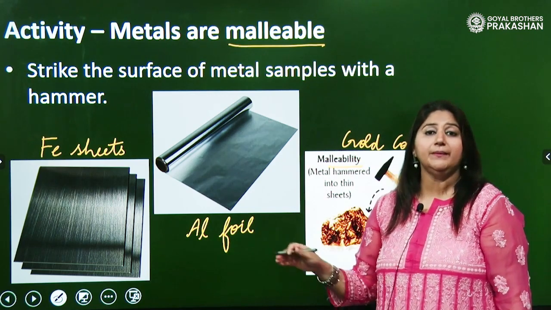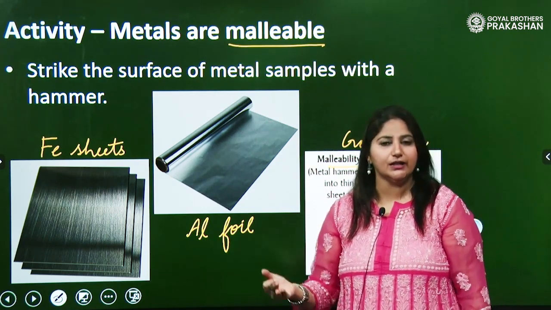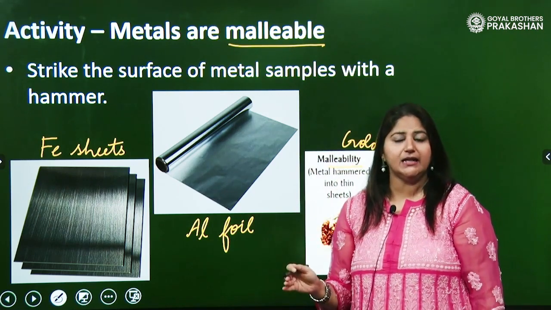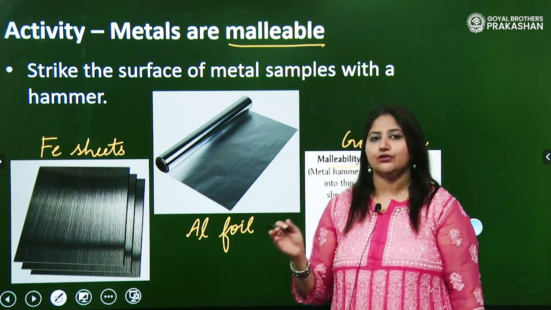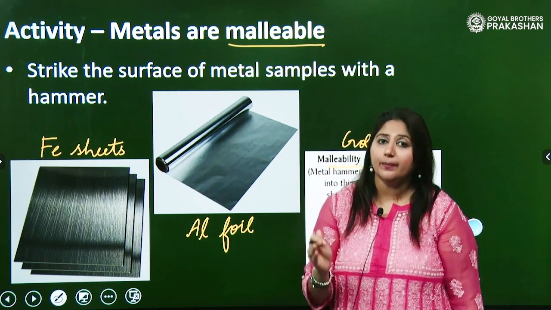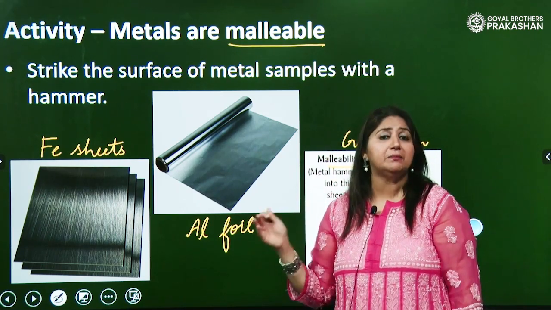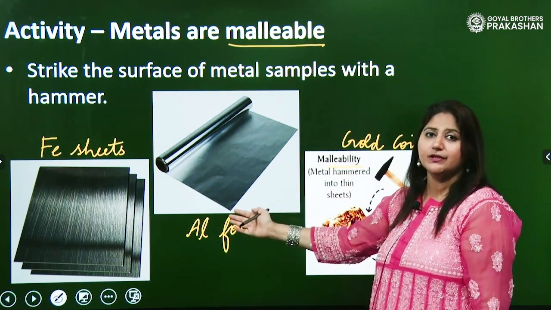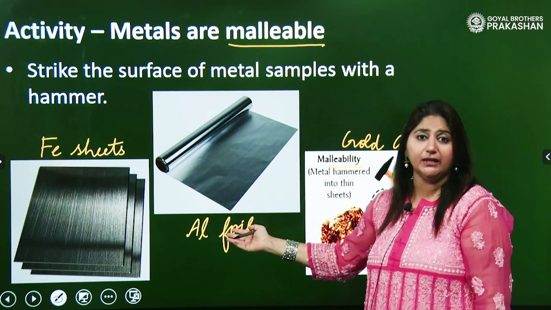So, if the metals can be converted into thin sheets by using a hammer, such property is known as malleability. So, children, what is malleability? The property by which metals can be beaten into thin sheets. So, is this a thin sheet? Definitely it's a thin sheet of aluminium metal.